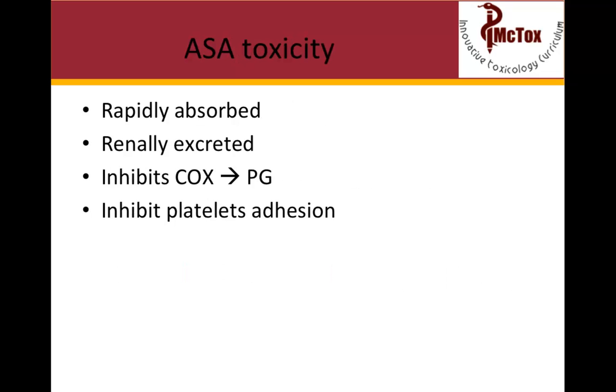ASA is rapidly absorbed and renally excreted. At therapeutic doses, this elimination follows first-order kinetics. However, at toxic doses, elimination follows zero-order kinetics, and the metabolic pathway becomes saturated. This may prolong the half-life to 15 to 30 hours with toxic doses. ASA, like other NSAIDs, inhibits cyclooxygenase, thus blocking prostaglandin synthesis, which in turn permanently inhibits platelet adhesion.